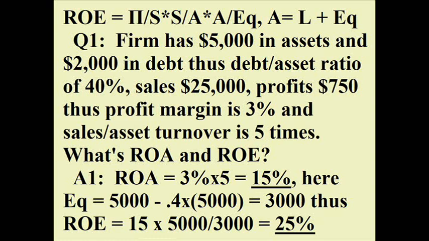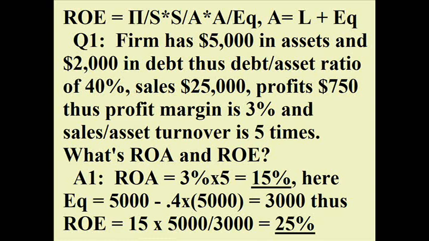For the ROA, we just multiply the profit margin times the turnover. The sales cancel, leaving profits over assets. That'd be 3% times 5 times, gives us 15%. Now, in this case, because we had a debt-asset ratio, we're going to have to figure the equity. And, let's see, that's, again, $3,000. So it would be assets of 5 over the equity of 3, or 5/3 of 15% gives us 25% for the return on equity.